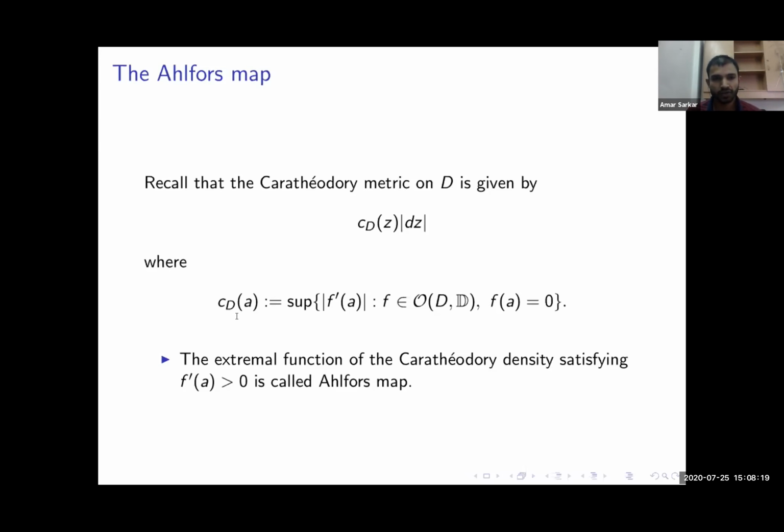Now let's connect the Carathéodory metric and the Ahlfors map. If you recall the definition of the curvature metric, it is the supremum of the quantity mod f prime of a, where f varies over all holomorphic functions in this collection, and we want f of a equal to 0. Actually, we can ask the question: does there exist a holomorphic function which attains this extremum? Actually, there is a holomorphic function whose derivative at the point a is positive, and that function is called the Ahlfors map.